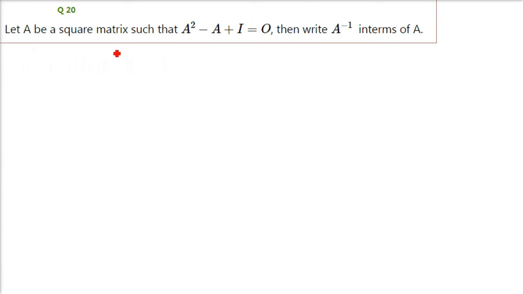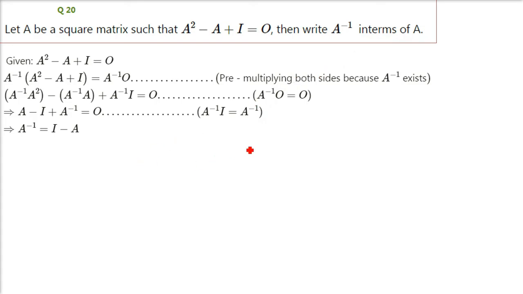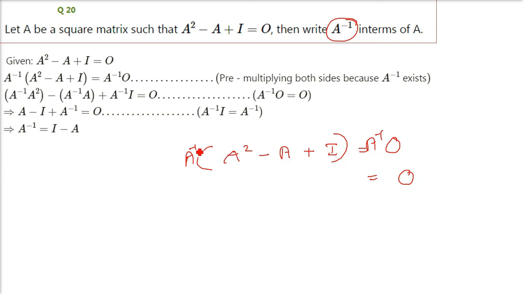Let A be a square matrix such that A squared minus A plus I is equal to the null matrix 0. It is not 0, it is actually a null matrix. Then write A inverse in terms of A. All these types of questions we have done, and we have seen that the trick is to multiply the whole equation by A inverse. So the only thing is that you have to multiply both sides by A inverse. Here also, A inverse into 0, anything multiplied by a null matrix is going to be a null matrix, so you can just write 0 here. It is not 0, remember, I am just saying 0, but it is a null matrix.